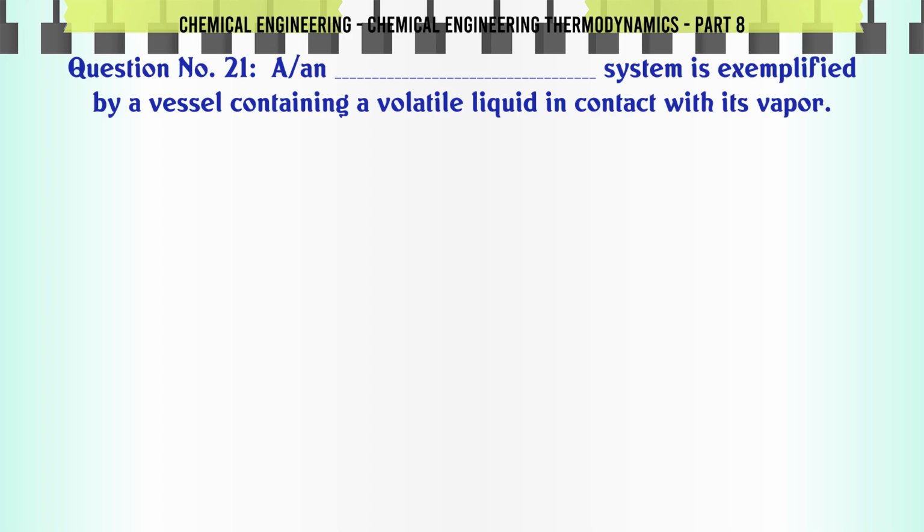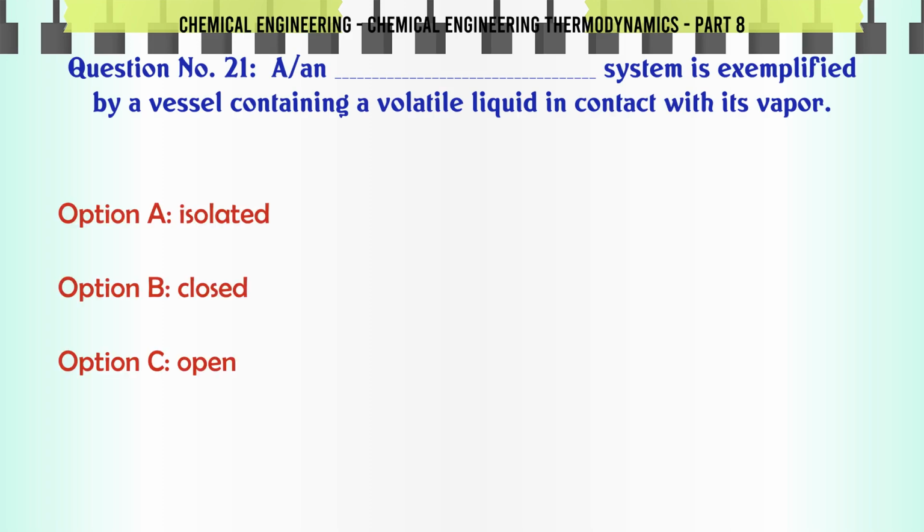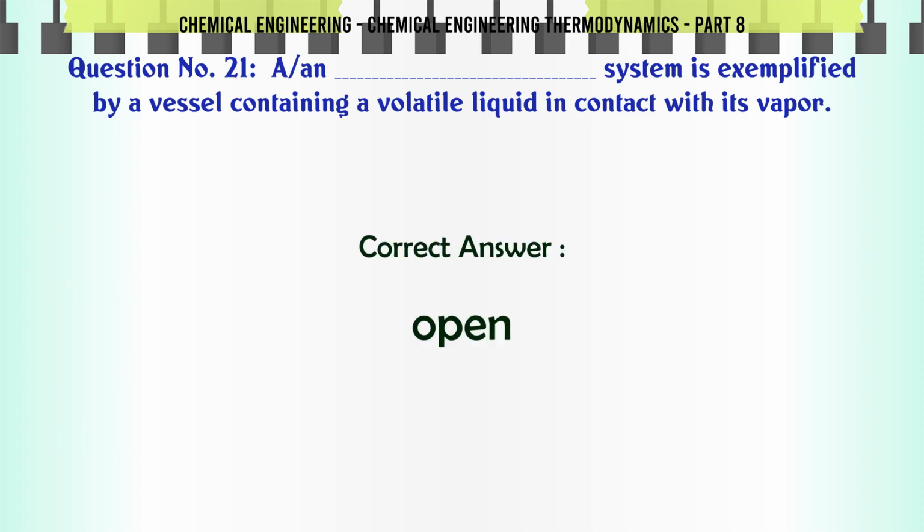An open system is exemplified by a vessel containing a volatile liquid in contact with its vapor. A. Isolated. B. Closed. C. Open. D. None of these. The correct answer is open.